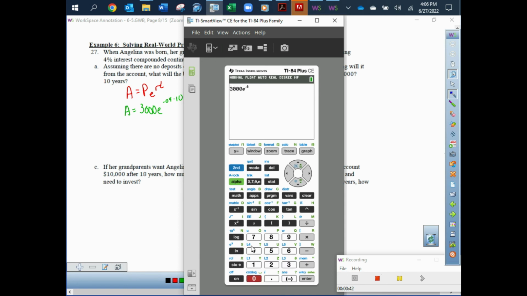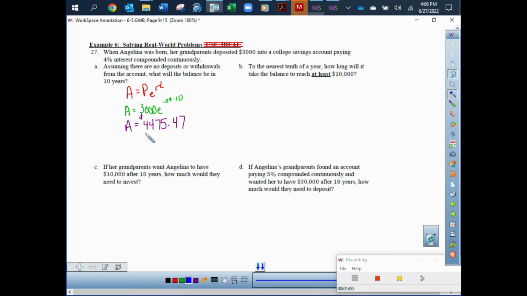So 0.04 times 10. Boom, and since it's how much money they'll have in the account, we'll just round it to 2 decimal places. So I got $4,475.47. Part A, no big deal. No logarithms needed either, because what we were looking for was already by itself on one side of the equal sign. And how about part B?